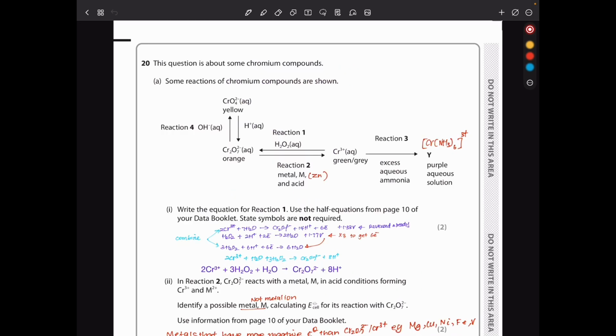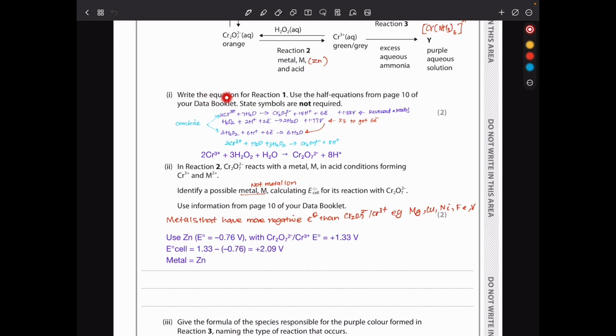In question 20, this question is about some chromium compounds. Some reactions of chromium compounds are shown. So we see the layout. This is chromate 6, which is yellow, and then dichromate, which is orange. We can use acid and alkali to reverse in both directions, as you can see here. Then reaction 1, in this direction we are reducing. A suitable reducing agent, usually we can use zinc. And to oxidize, hydrogen peroxide is perfect. Chromium 3, which is green, of course, will be obtained. And then in this case, chromium 3 becoming something purple, that is going to be in presence of excess ammonia. That is a ligand exchange reaction producing that product.